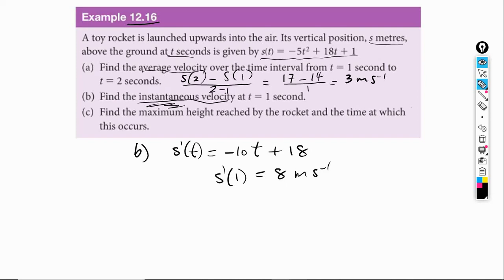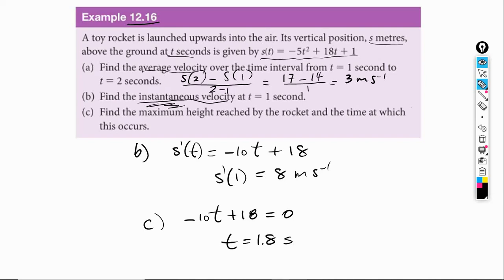Okay, so for part C, they ask us to find the maximum height reached by the rocket and the time at which this occurs. Okay, I'm going to do it backwards. First, I'm going to find the time at which this occurs because I think it's easier. And that time is when the slope is 0, because that would be the maximum. So minus 10t plus 18 is equal to 0. So solving for t, we're going to get that this equals 1.8. So after 1.8 seconds, it reaches the maximum.